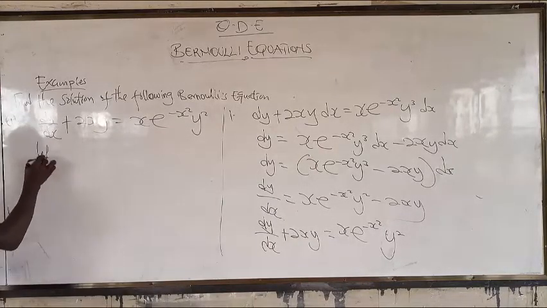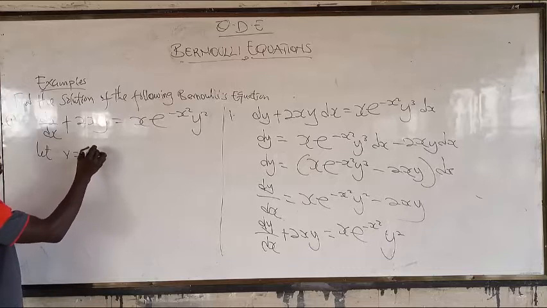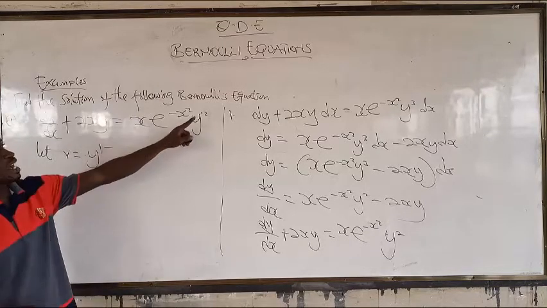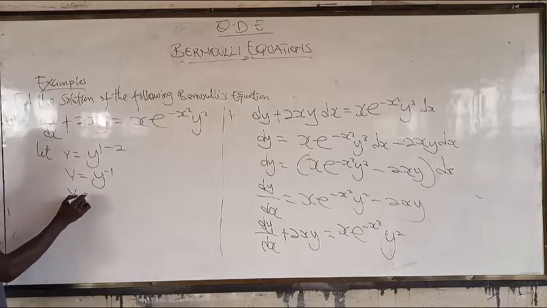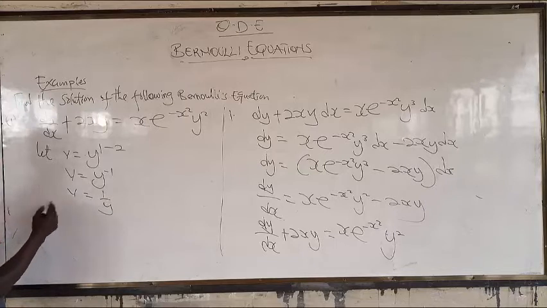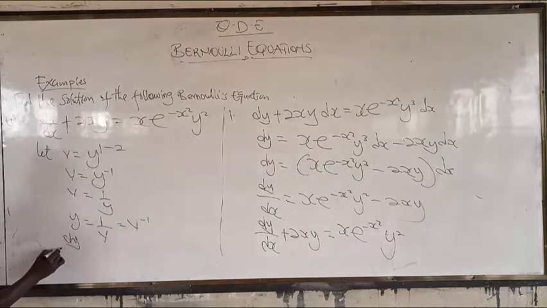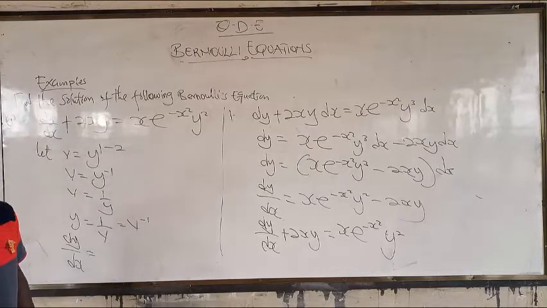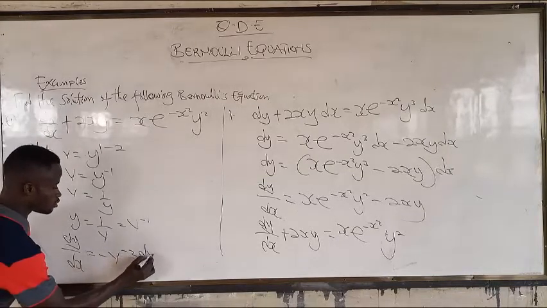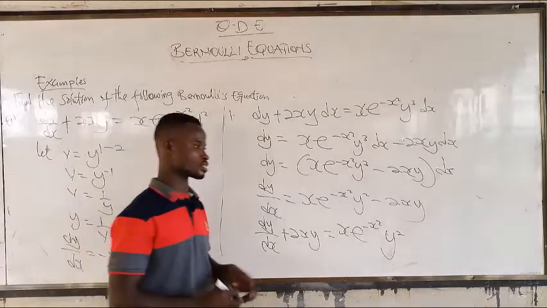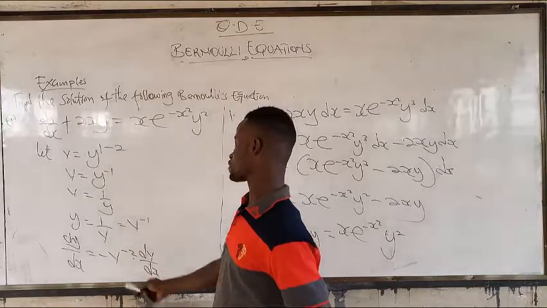Alright. So we let v to be equal to y raised to the power 1 minus n, and the n we have here is the 3. So v is equal to y raised to the power negative 2. So v is equal to 1 over y squared. Don't forget you are making y the subject. So we get y is equal to 1 over the square root of v. Then we take the derivative of the y. So dy dx now becomes the derivative of v, since it's implicit. Alright. So that is what we have for that part.